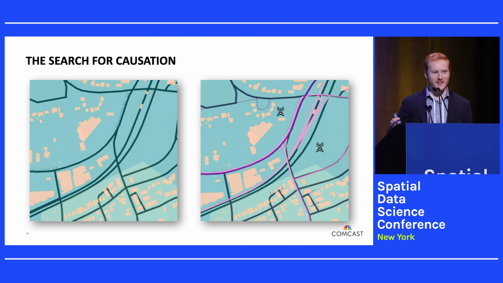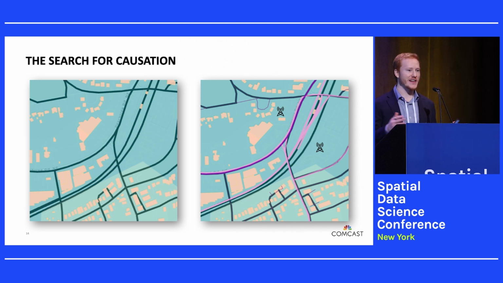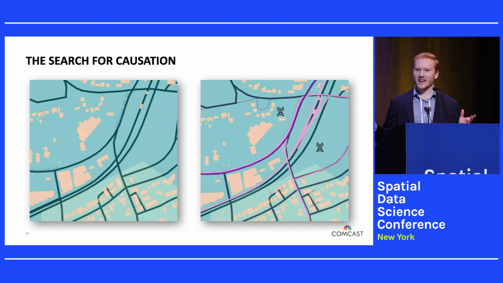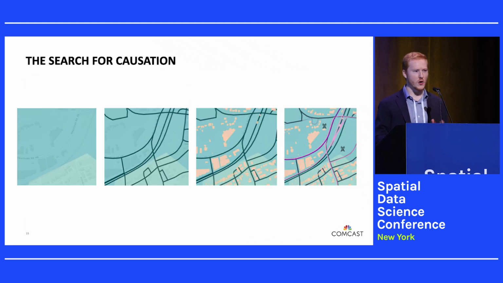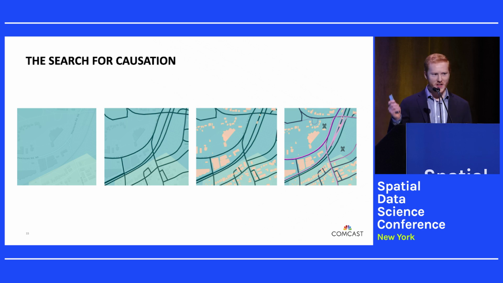Or the pink lines are showing transit in terms of the subway. So while this may not actually give us causation, it's going to give us really high correlation, and that can be good enough for our purposes, mitigating any customer experience problems. So that's the search for causation.